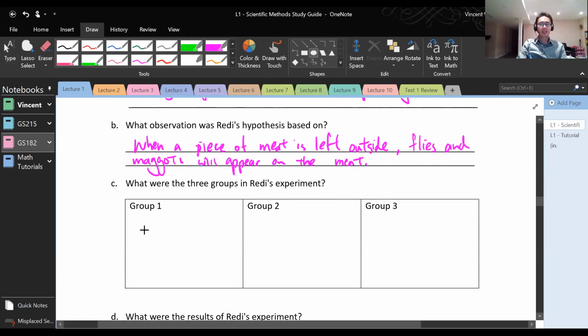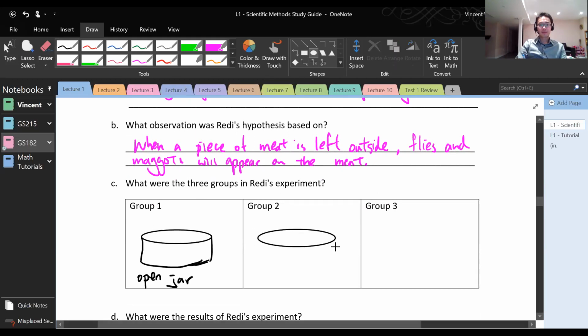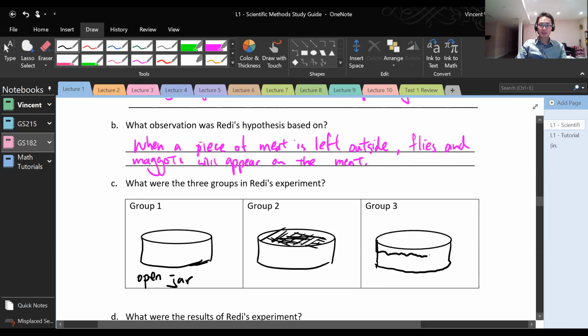All right. So he has 3 groups. One group is going to be an open jar. The second one is going to be a jar with a netting on top. So again, I hope you're drawing this with me. No sense watching me do it. You must also do it. The act of copying things down actually helps you learn, believe it or not. And then the last one, he's going to seal this jar.